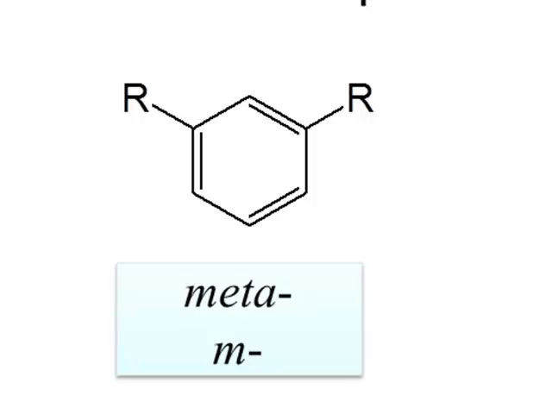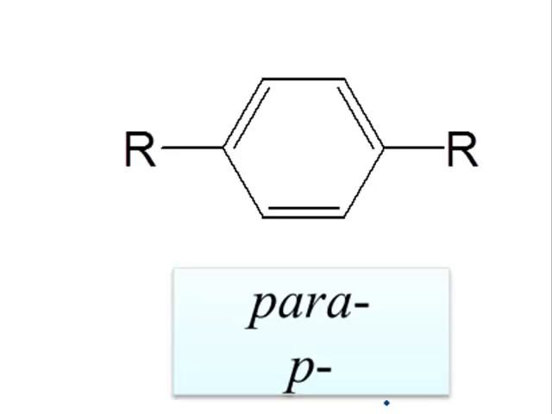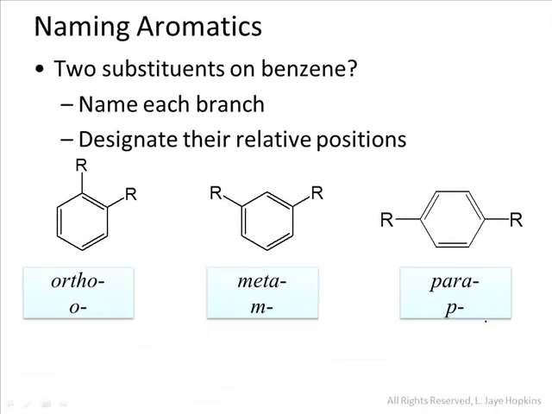If we step those branches 1 more carbon apart, so essentially there's 1 carbon in between them, now we're in the meta position. And you can write the word meta as a prefix, or you can write an M. Finally, if your branches are on opposite sides of the benzene molecule, we say that they're in the para position. And again, you can write the prefix para, or you can use the abbreviation P. Let's see these ortho, meta, and para designations in use.